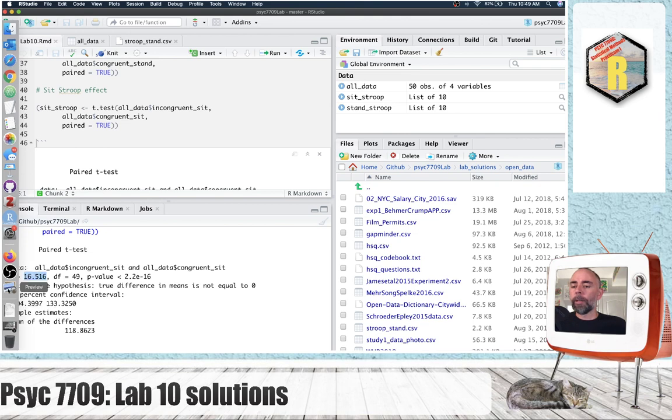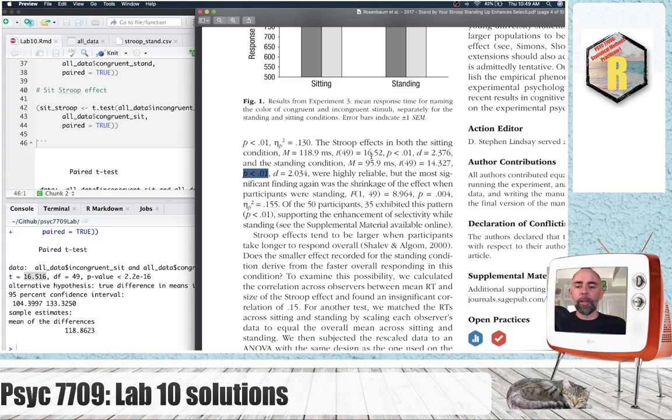16.56, and let's just double check that. 16.516 rounds up to 5.2. And so we can see that we were able to duplicate or reproduce the t-test from this paper for both t-tests that were conducted.